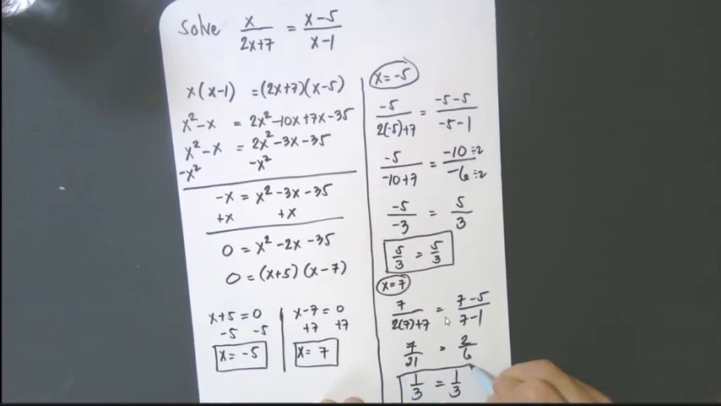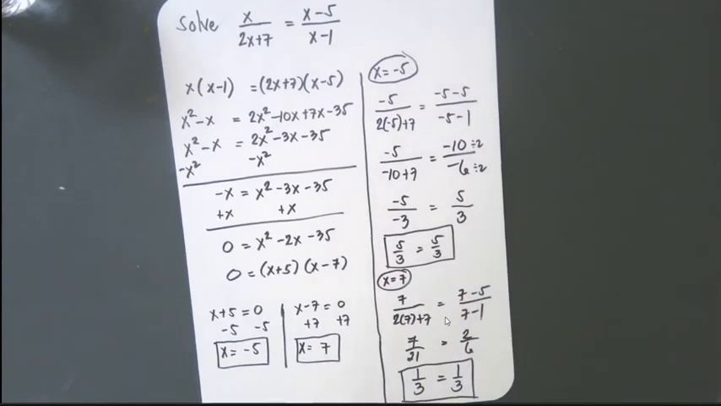So both are correct values of x. The values of x now are negative 5 and positive 7.